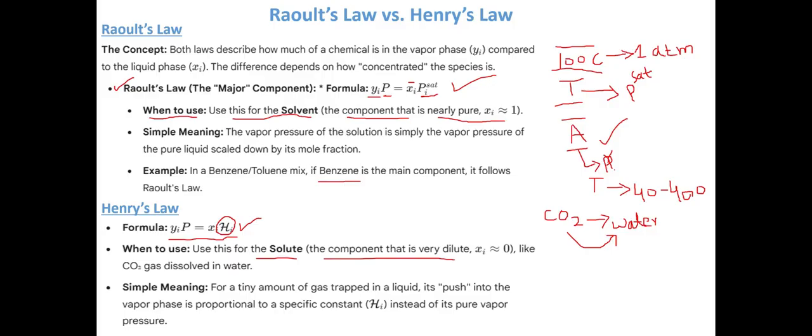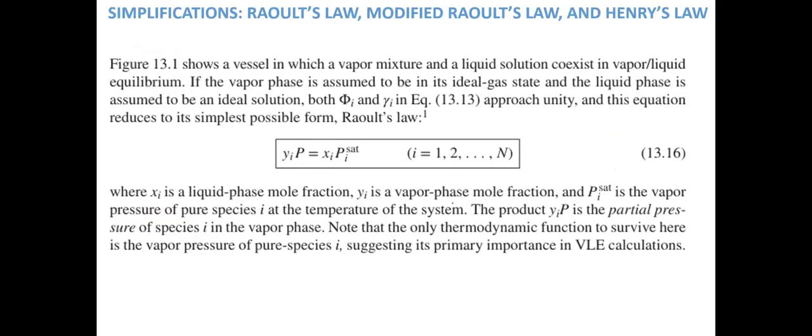The component that is very dilute, Xi almost equal to zero, like CO2 gas dissolved in water, the same example I have given you. The simple meaning is that for a tiny amount of gas trapped in a liquid, its push into the vapor phase is proportional to the specific constant, Henry's constant, instead of its pure vapor pressure. So I think from this slide we are clear what Raoult's law and Henry's law are and how we can use them to calculate. In the upcoming slide, we will give an example to calculate different compositions.